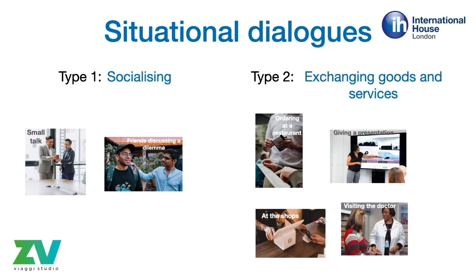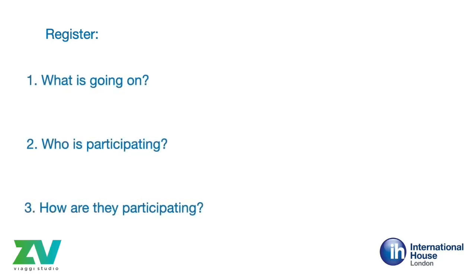And so because the different speakers in these two different situations have in fact different goals to achieve, the language they use to achieve those goals will differ, sometimes quite significantly. This variation in language is called register, and a helpful way to reflect on the register of a dialogue is to ask ourselves 3 questions. 1. What is going on here in the exchange? 2. Who is participating in this exchange? And 3. How are they participating?